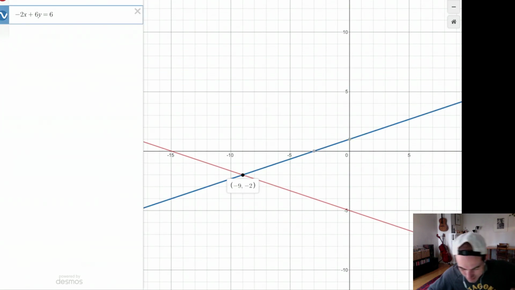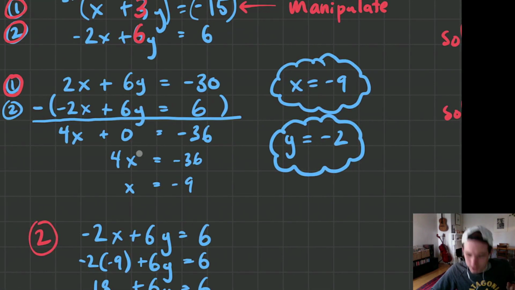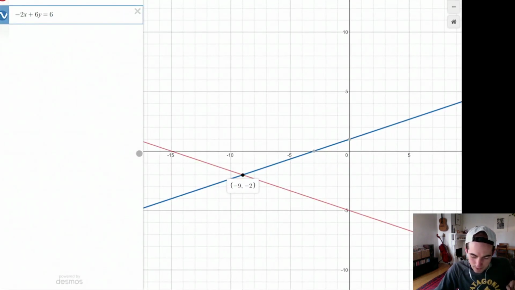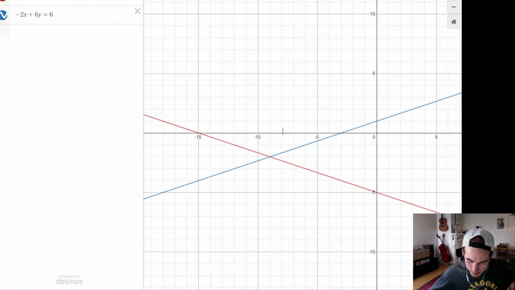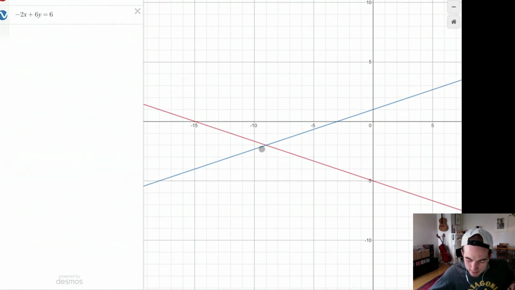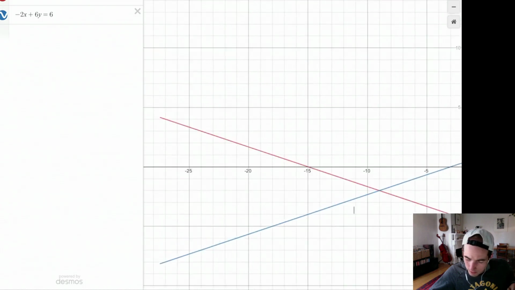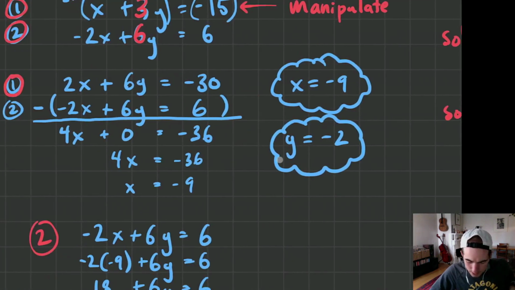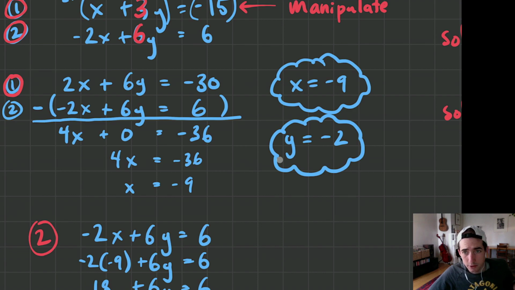Their point of intersection is negative 9, negative 2, which is exactly what we got. So you can see that this graphing method is consistent with our solution using the elimination method. So the elimination method, the substitution method, the graphing method, they'll all get you the same solution. Typically, I find that the graphing method is not the most reliable because it's only as good as your diagram. Sometimes it can be inaccurate, or you may be tempted to round to the nearest whole number.